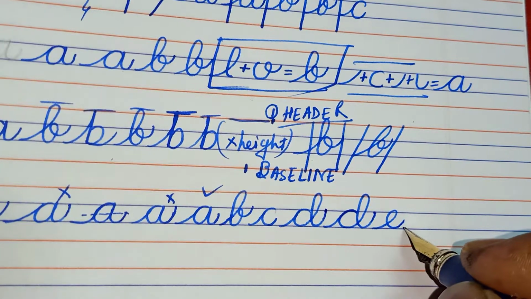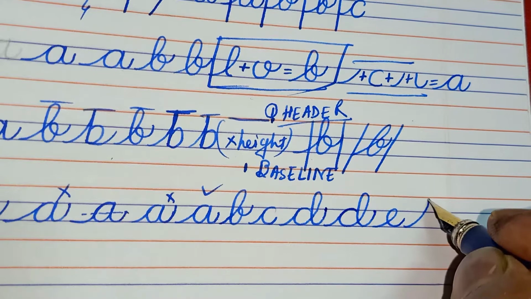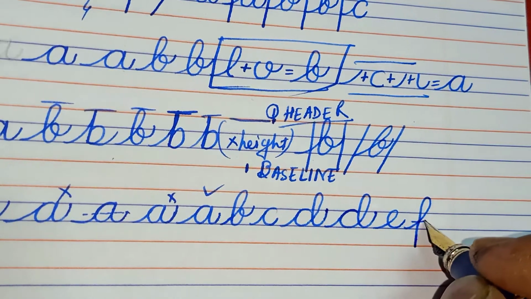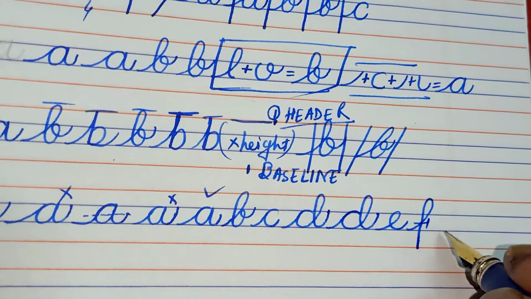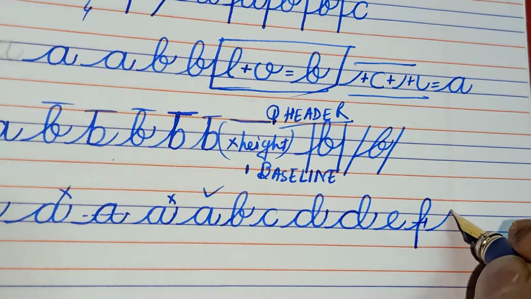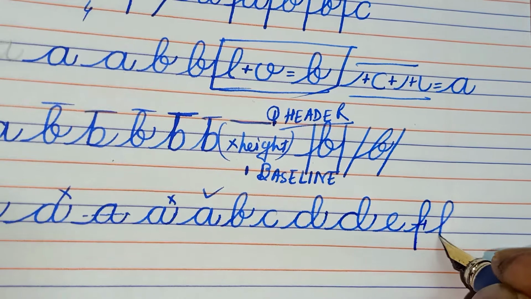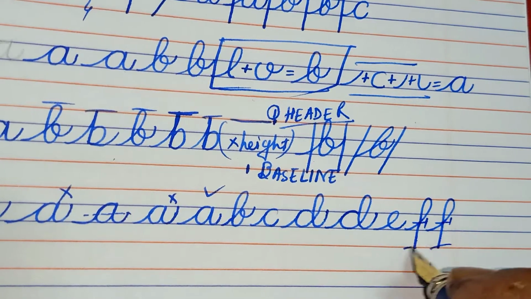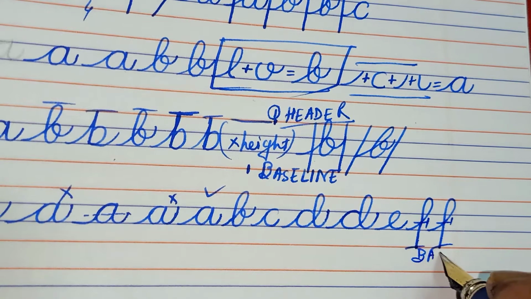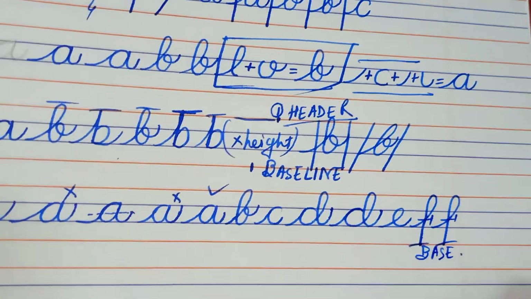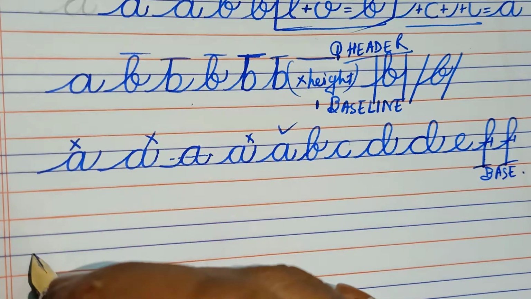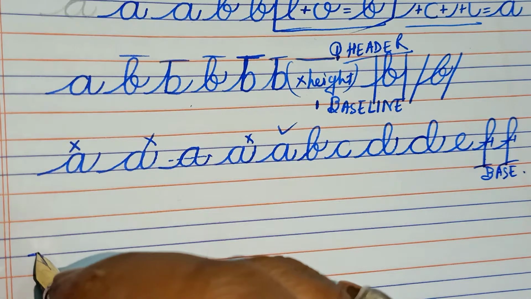and the F, and in this F this will touch the baseline. Okay, like this. Make it a cut like here, up, down, and up and down. Okay, to touch the baseline. Okay, and now the second style of F, you can also write like this.